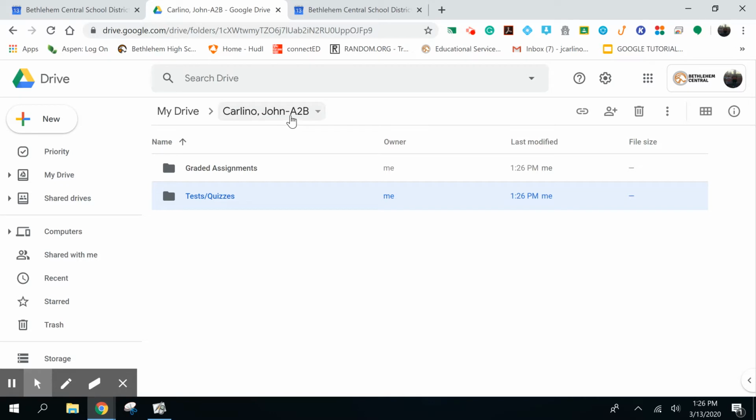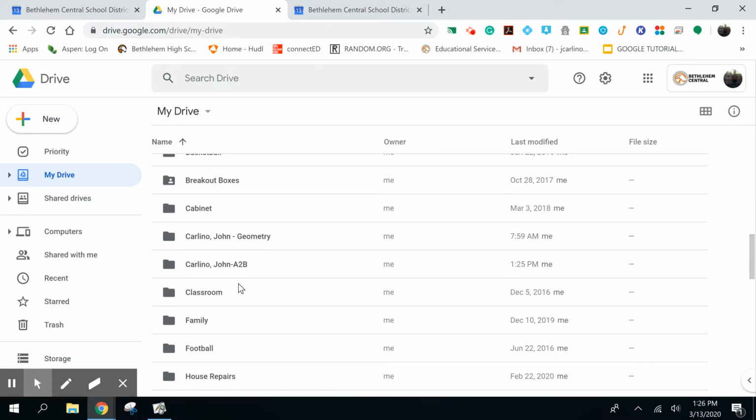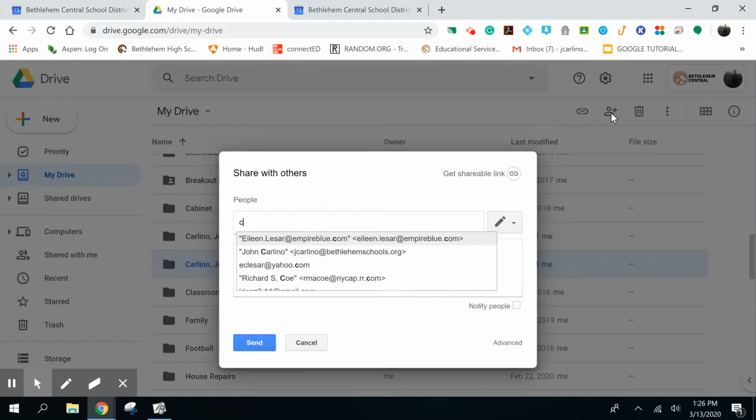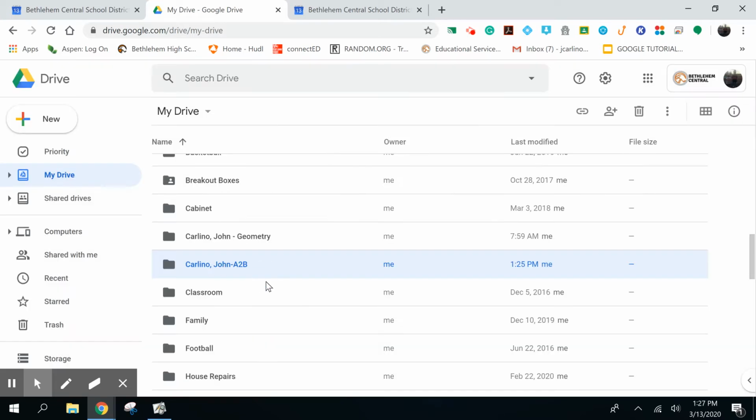Please go back to the original last name, first name, A2B folder that you created. Just highlight it, don't open it. And then up top right here, the guy with the plus, you are going to share that folder with me. So just find Don Carlino, share it with me. Leave the pencil right where it is too, so I have editing rights, so I can move it around for you. And you can start sharing that folder with me. If you're watching this video at home right now, please do that as well.